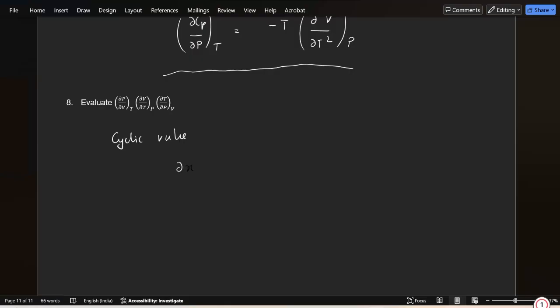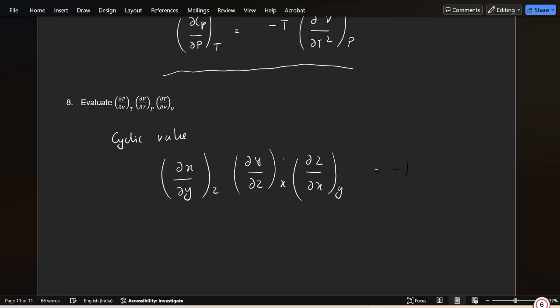-1. Correct. So basically the cyclic rule is something like this: del X by del Y, del Y by del Z, and finally del Z by del X. Correct. So that's all. So it's the cyclic rule. So the answer is 0. Sorry, -1. Simple.